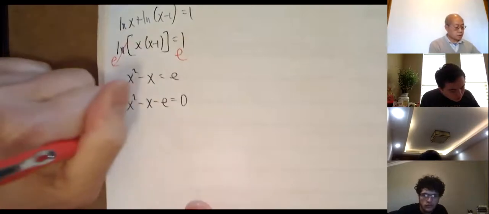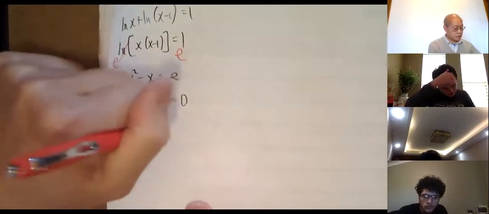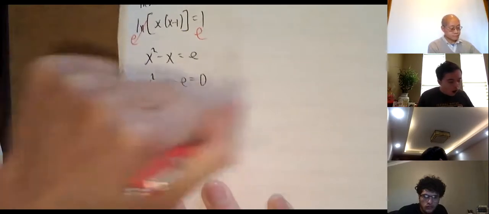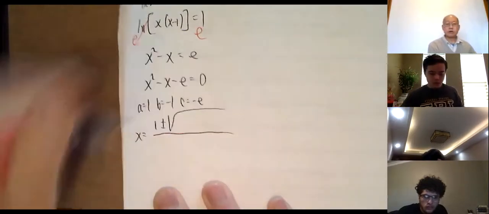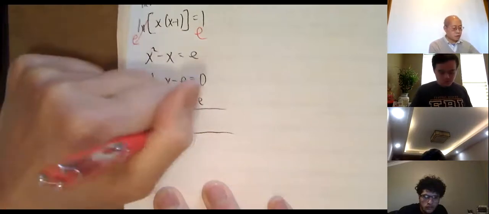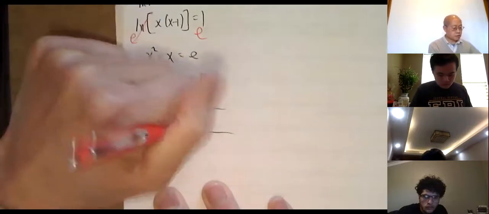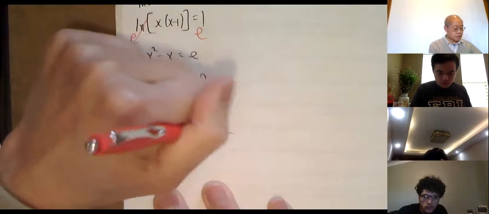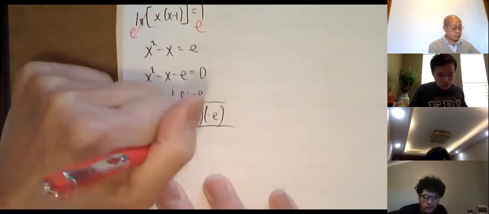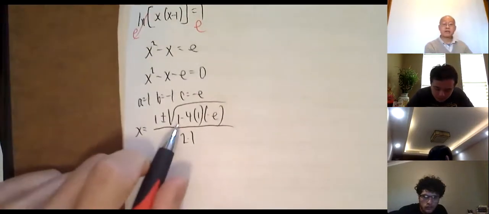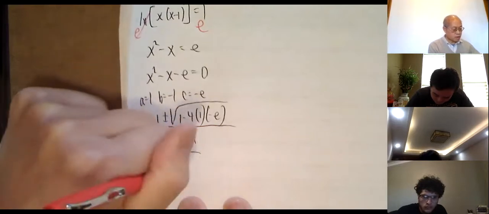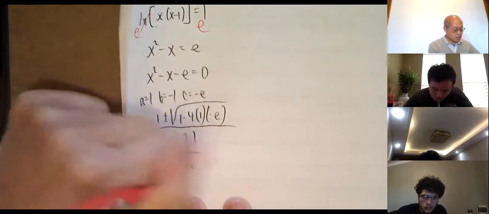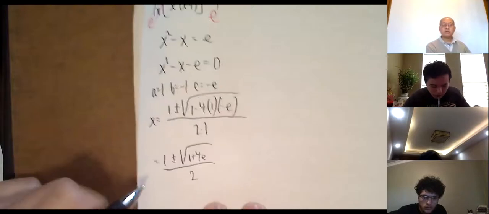Okay, so a is 1, b is negative 1, c is negative e. Use the quadratic formula. Negative b plus or minus the square root of b squared, which is 1, minus 4 times a, which is 1, times c, which is negative e, all over 2 times a, 2 times 1. That gives me a double negative: 1 plus or minus the square root of 1 plus 4e, over 2.